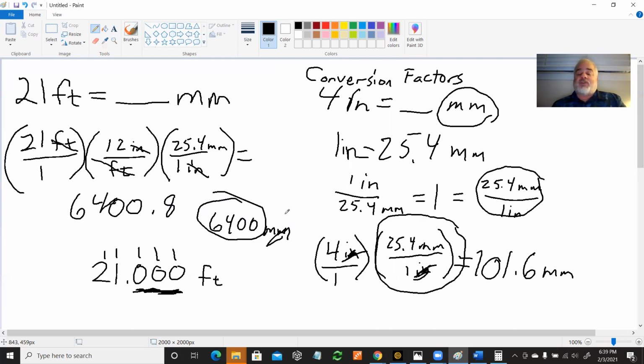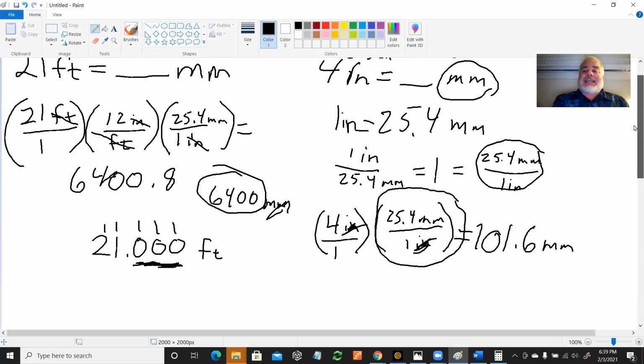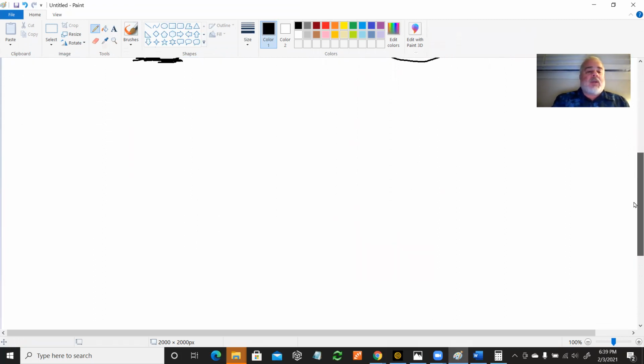6,400 millimeters is the answer. If you gave me 6,400.8, I'm not going to mark you wrong. Now, what if your brain didn't work this way? What if you think in a slightly different way? So you're starting with 21 feet.